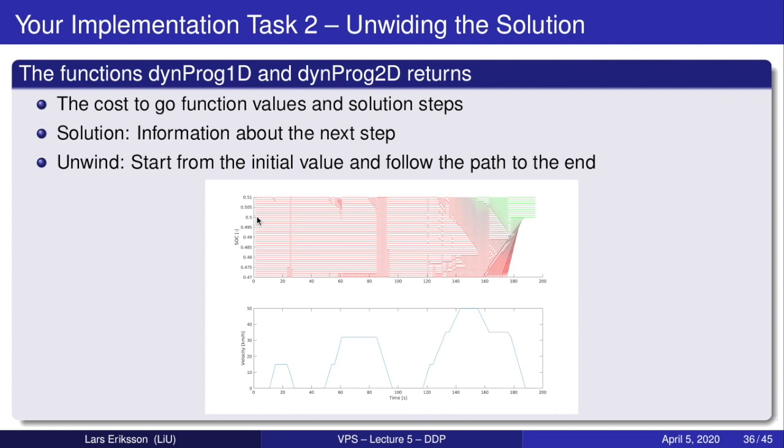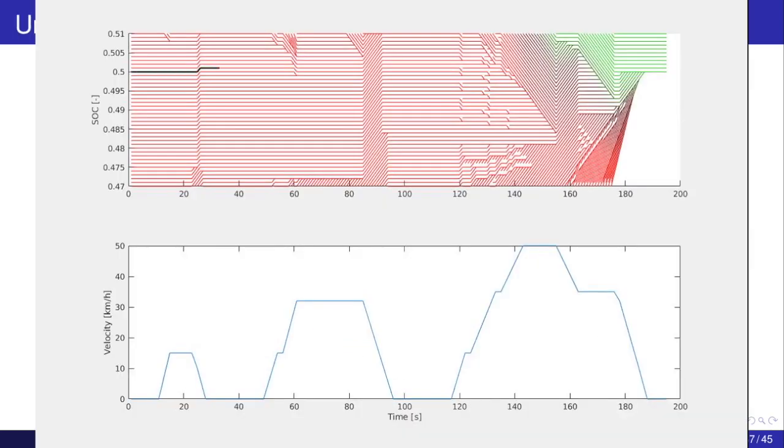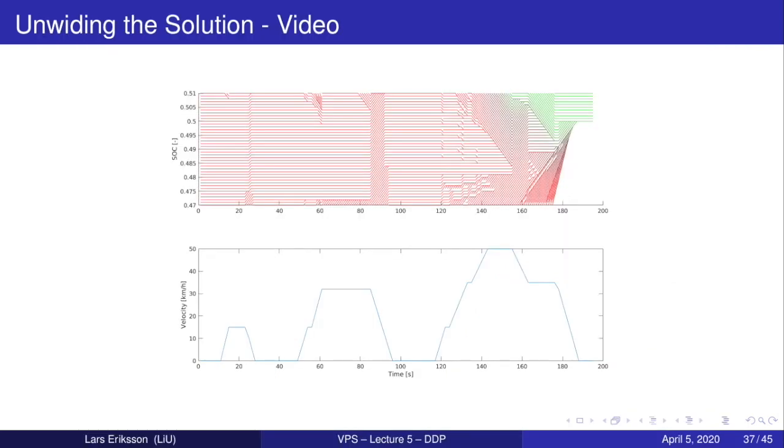And then we can just follow these lines here. It's possible to get the solution by following that. And that is what you will do. You will unwind the solution and you will analyze what happens. To do this unwinding, you can look at the following animation where we are just propagating and we're following the best path from the beginning to the end. Work will then be to unwind the solutions.